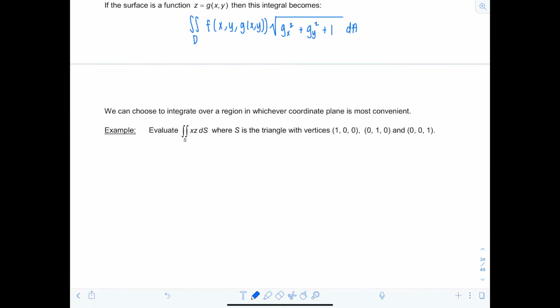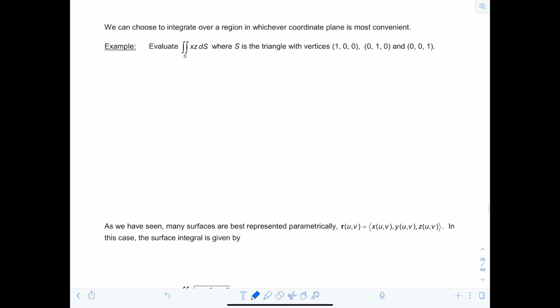Here's the first example. So evaluate the double integral over the surface S of xz ds, where S is the triangle with vertices 1, 0, 0, 0, 1, 0, and 0, 0, 1. So we have a portion of a plane. That's our surface that we're going to be integrating over. As soon as I look at my integrand here, I see that it involves x and z. So it's a good idea if I keep everything in the xz plane. So when I'm choosing which coordinate plane to integrate over, I'm going to choose the xz plane.